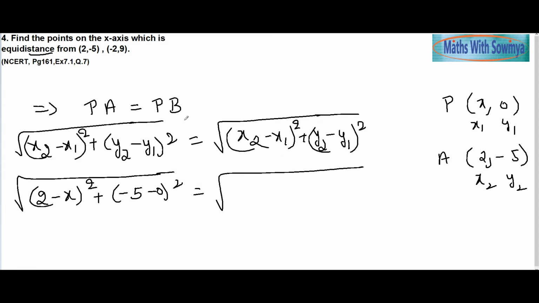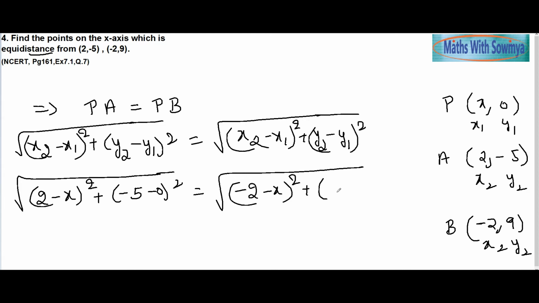Now the next one, PB. So we take B here, minus 2 comma 9. This will stay as it is x1 y1. Now x2 y2 will be the B values. So this will be minus 2 minus x whole square plus 9 minus 0 whole square. This much we have done. Now you can simplify the rest here in the square root itself.